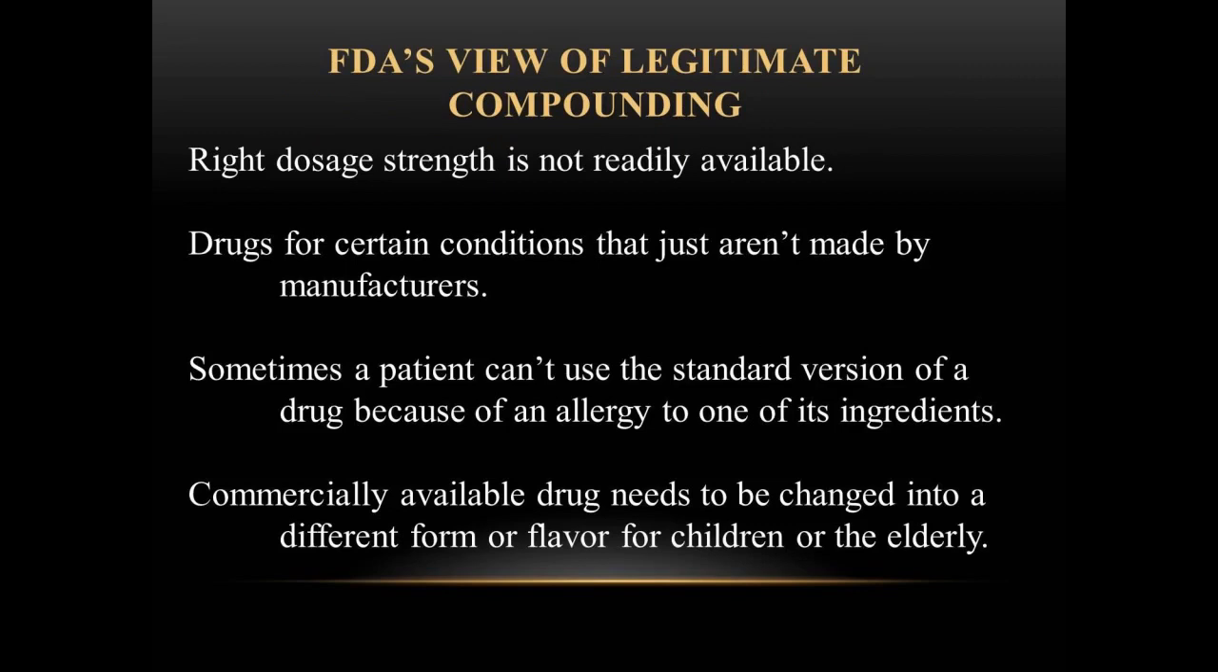There are absolutely legitimate circumstances in which a compounding drug can be used. For example, if the right dosage strength is not readily available, or if the drugs for certain conditions just aren't available from a manufacturer, and sometimes a patient just can't use the standard version because of an allergy to one of its ingredients, and commercially available drugs need to be changed. So, for example, for children, if you need a liquid form instead of a pill form, or for the elderly.